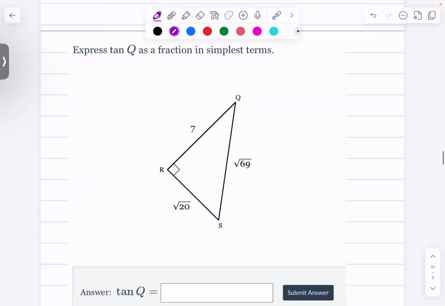Try this one. Tangent of Q is going to be equal to square root of 20 over 7. Square root of 20 can be broken down into 2 square root of 5 over 7. Okay? All right.